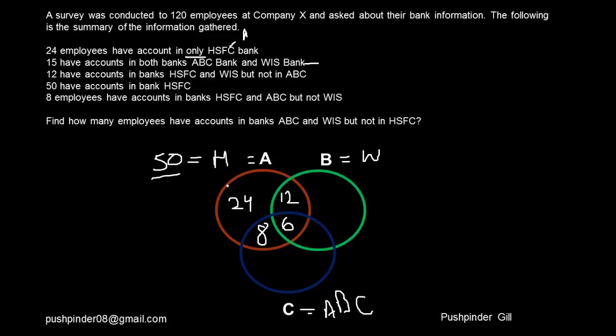Now let's use the information that we have left. 15 have accounts in both banks, ABC and WIS. So that means this whole area is equal to 15. That's what he's saying. And if this area is 6, then this area will be 9. And this is what he's asking: how many employees have accounts in banks ABC and WIS but not in HSFC. So the number of people is equal to 9, right?